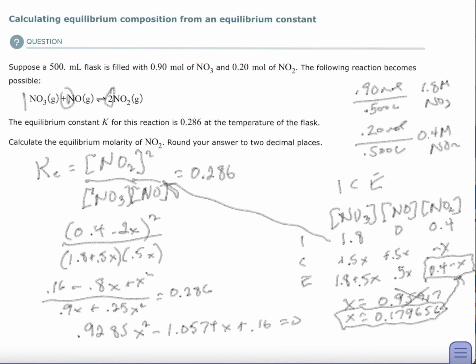When I did, I had the NO2, which equaled 0.4 minus x, and so when I put that in for x, I get 0.2203, which, since they wanted two significant digits, gave me 0.22 molar. And that is the answer that I got for this one.